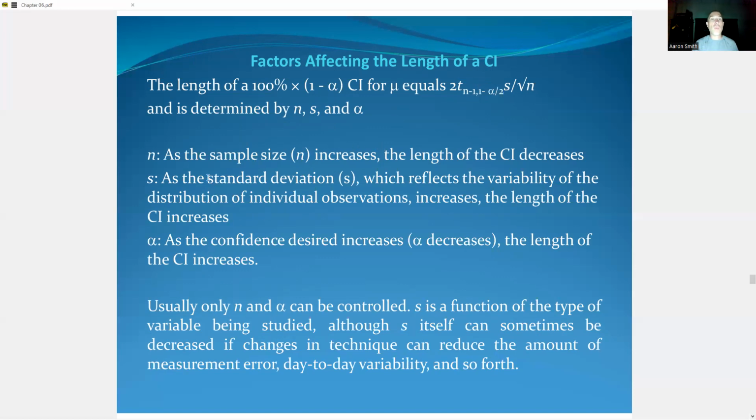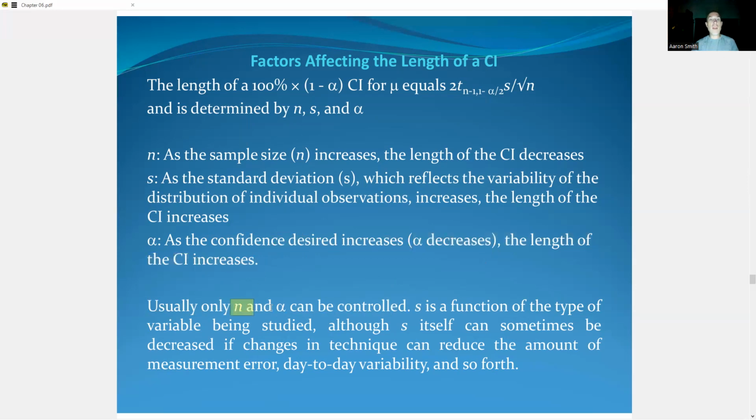As the sample standard deviation s increases, the length will also increase. So this is reflecting the variability of our observations. And alpha reflects the level of confidence that we want to have. So as alpha decreases, the length of our confidence interval increases.